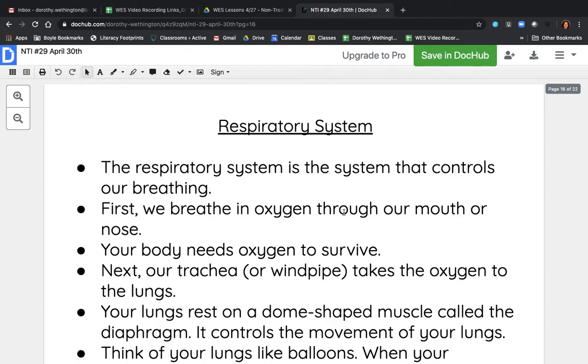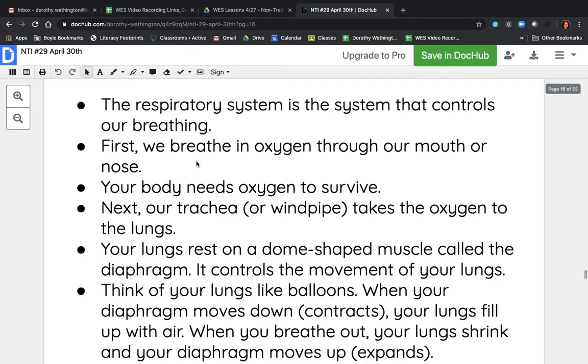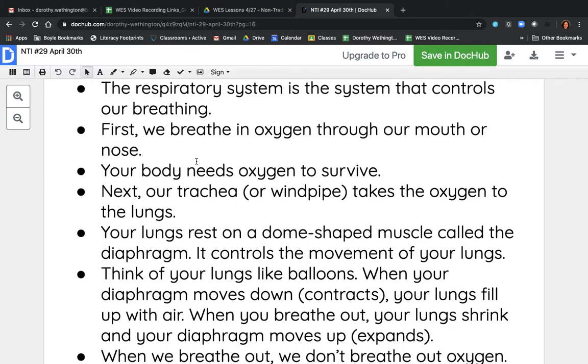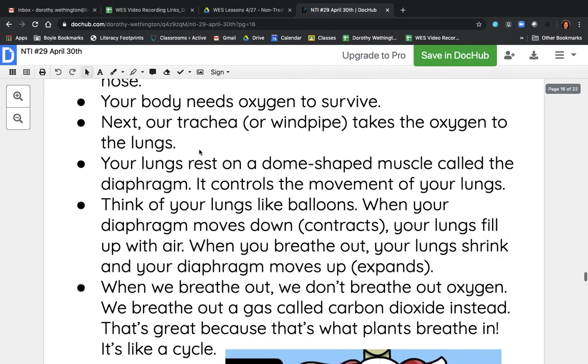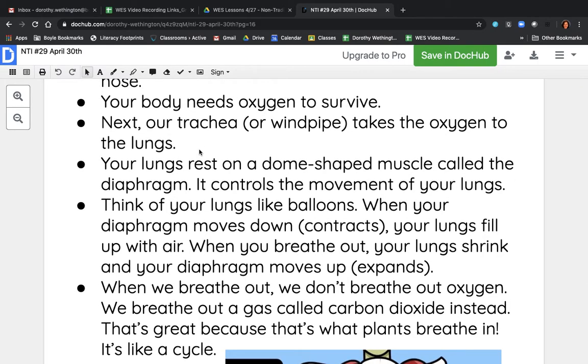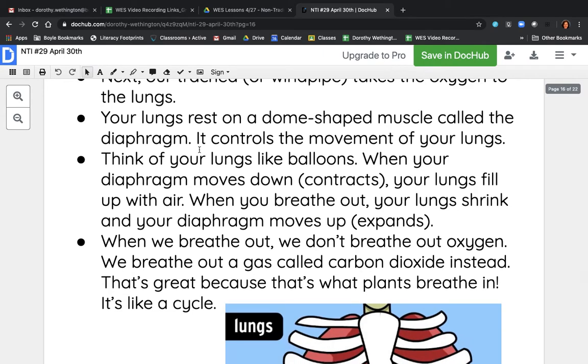The respiratory system. The respiratory system is the system that controls our breathing. First, we breathe in oxygen through our mouth or nose. Your body needs oxygen to survive. Next, our trachea, or windpipe, takes the oxygen to the lungs. Your lungs rest on a dome-shaped muscle called the diaphragm. It controls the movement of your lungs.